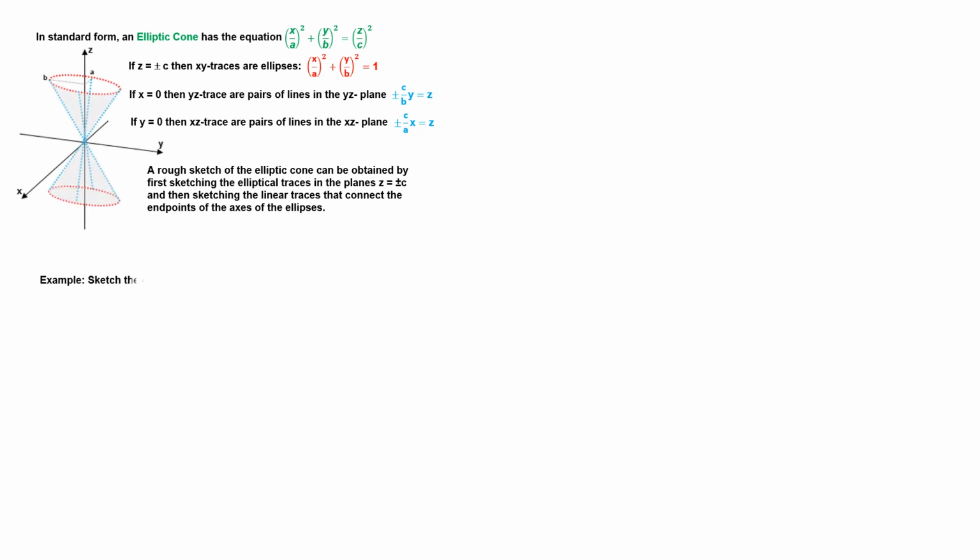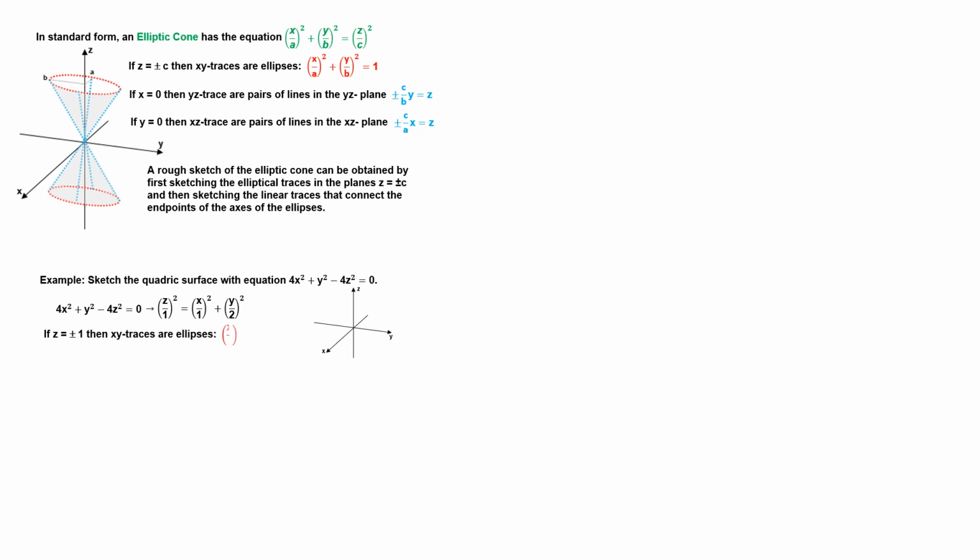Sketch the quadric surface with the equation. To classify and sketch a quadric surface, start by writing the surface in standard position. We obtain the equation of an elliptic cone in standard position by isolating the variable z. A rough sketch of the elliptic cone can be obtained by first sketching the elliptical traces in the planes z equals plus or minus 1, and then sketching the linear traces that connect the endpoints of the axis of the ellipses.